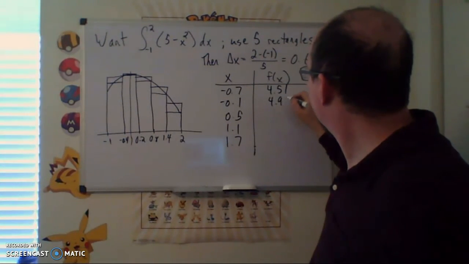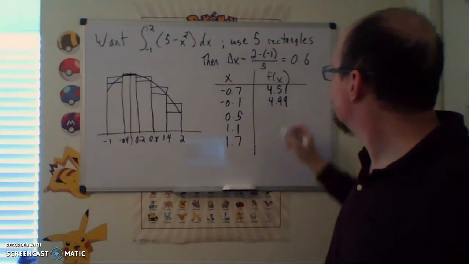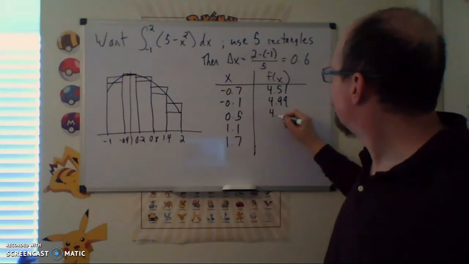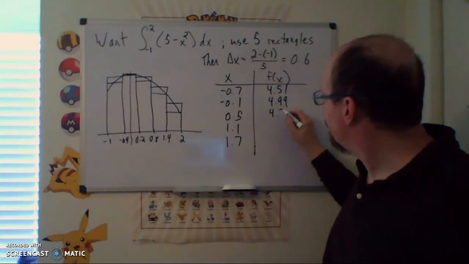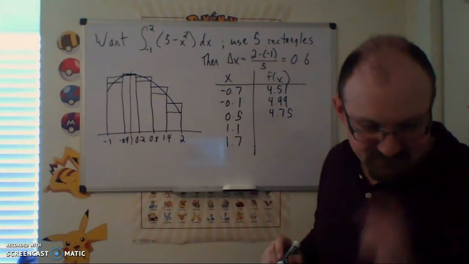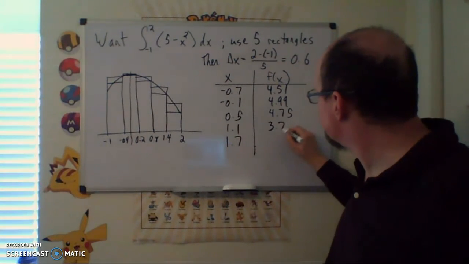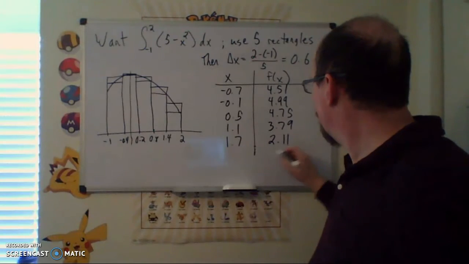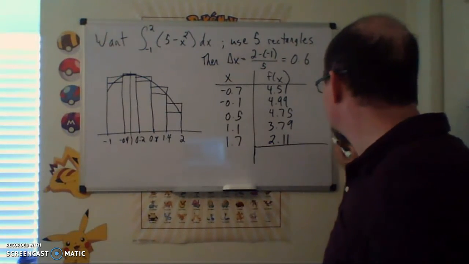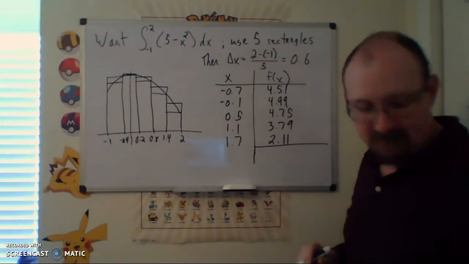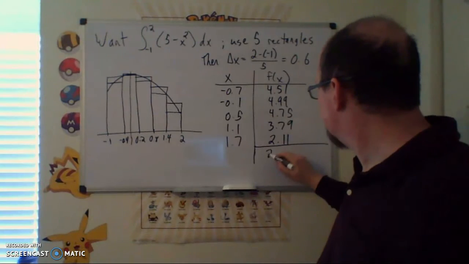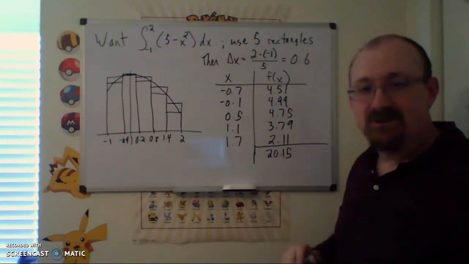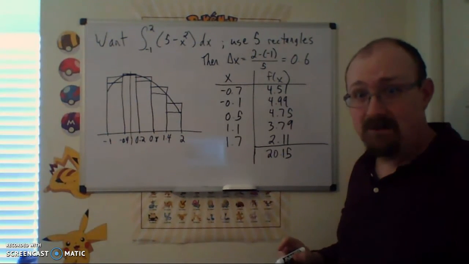4.51, 4.99. Let's see, that one's going to be 4.75. Yep. This one is 3.79, and then 2.11 when I did this. Hey, look, it even broke out at the same place. I add these guys together, and I get 20.15. Am I done? Of course not.